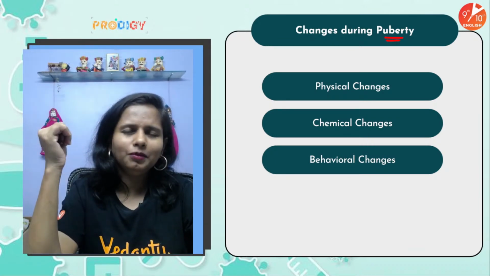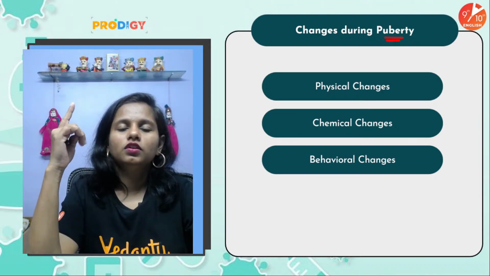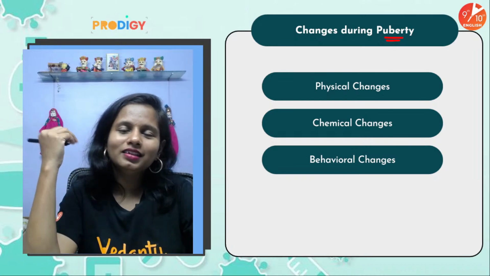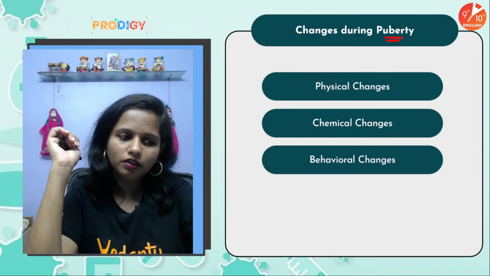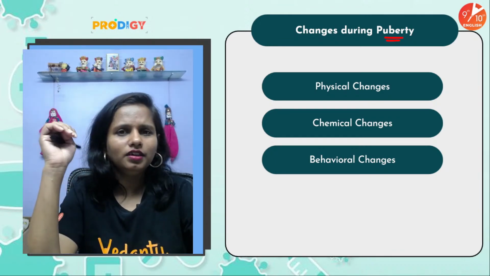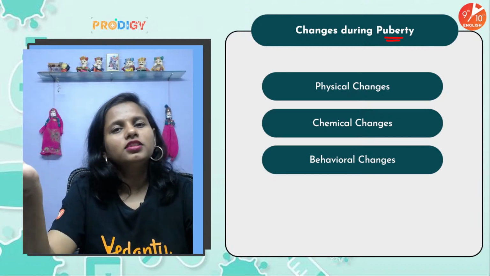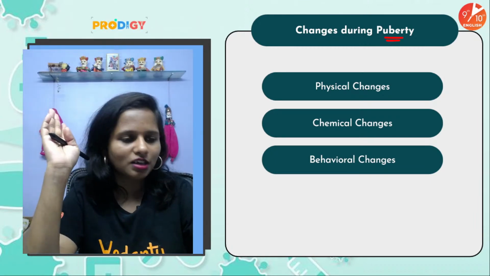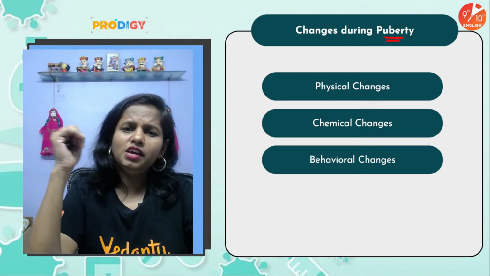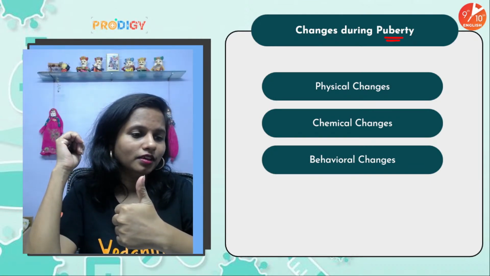These are all physical changes. Then chemical changes: the testosterone level increases exponentially in boys, and that's the reason why there are so many other changes associated with it. All those secondary sexual characteristics are a result of this chemical change. Now behavioral change: mood swings.